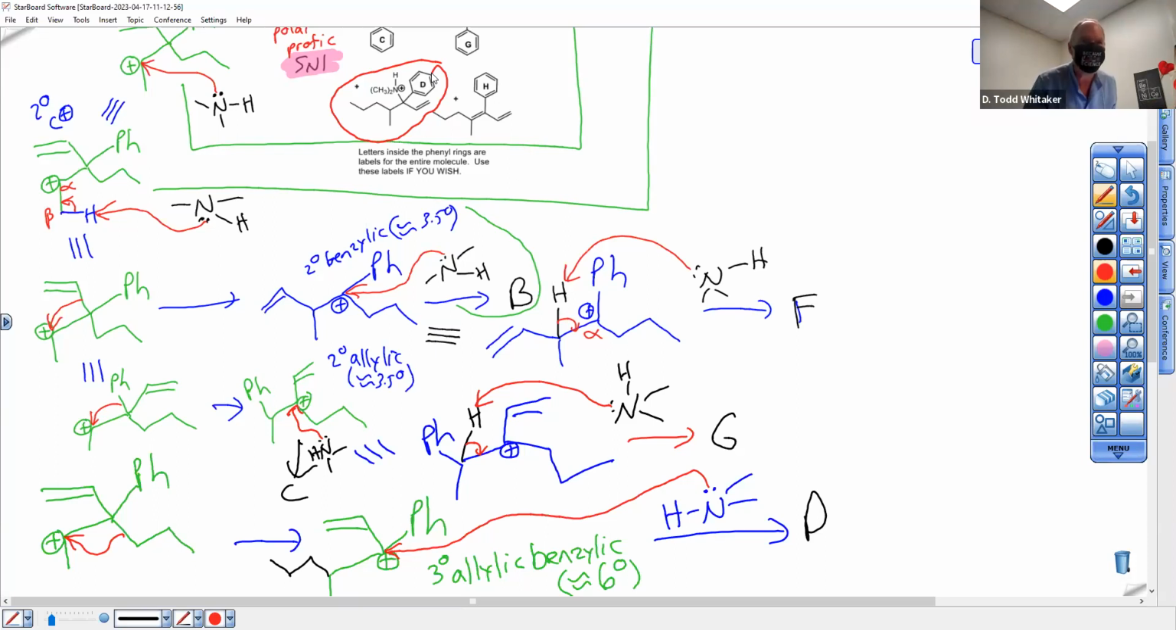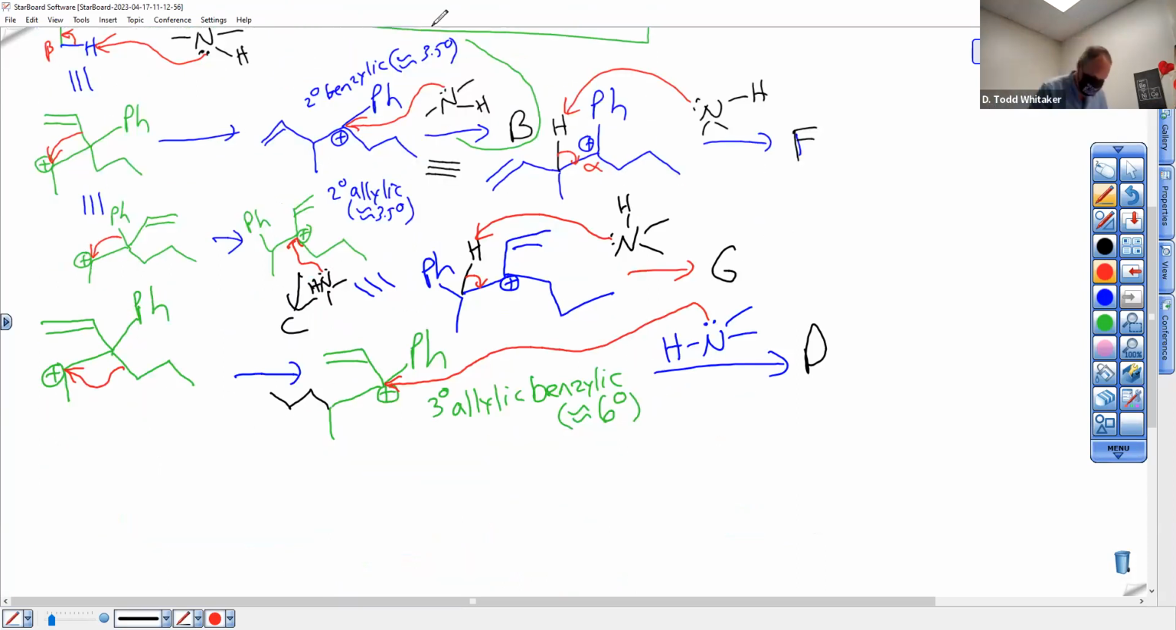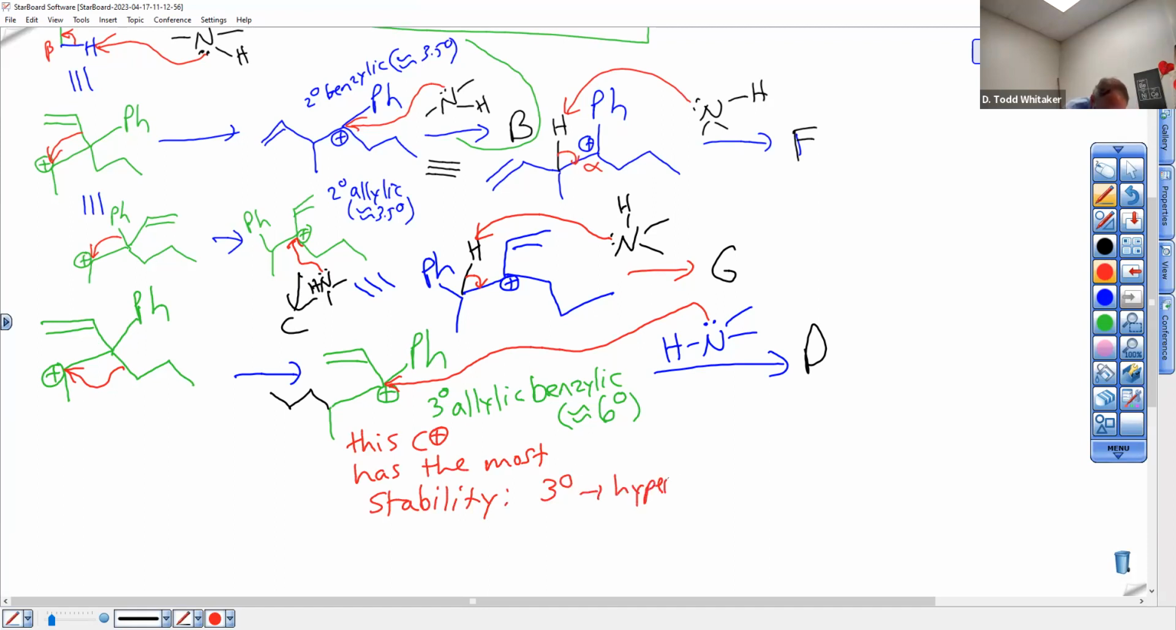Making cations is rate determining. The fastest cation will be the most stable. Which one's the most stable? One that has roughly 6 degrees of stability. So even if this question's not asking for this, I'm giving it. You put your answer here. This C plus has the most stability. It's got tertiary, which gives hyperconjugation, right? It's got equally important benzylic and allylic give resonance. That's even, well, I think it's more important than hyperconjugation.